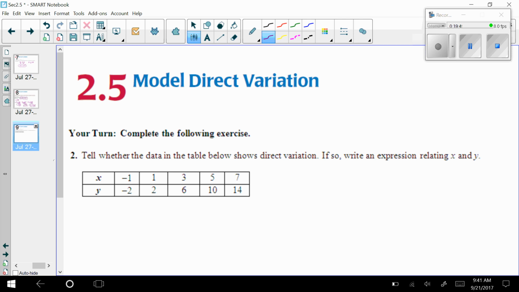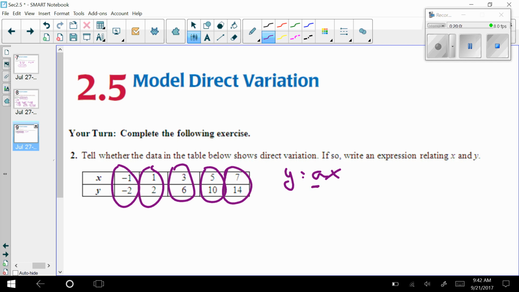And then lastly, try this one on your own. So use the same model we did here. Here's your pairs of x's and y's. Pause the video and then unpause for the solution. So we have, remember, the form y equals ax. And you're looking for a constant of variation that is the same for all of these.